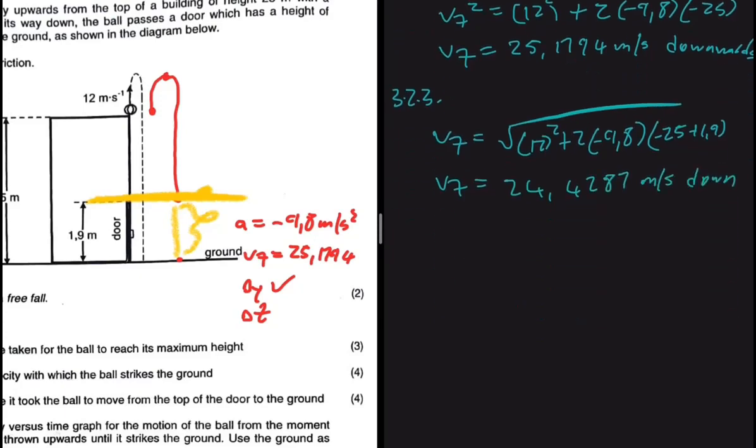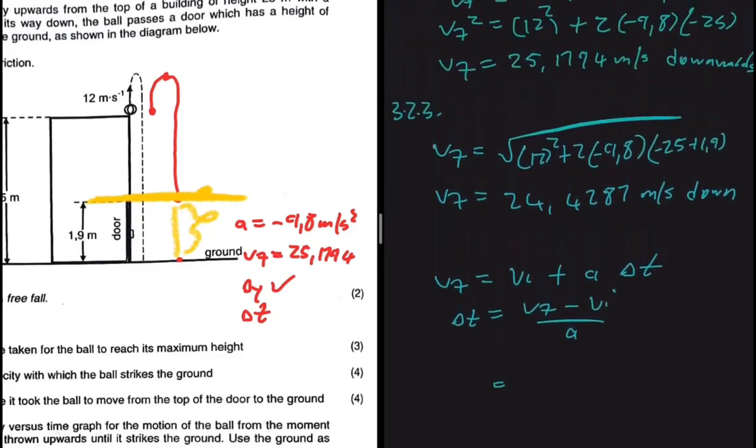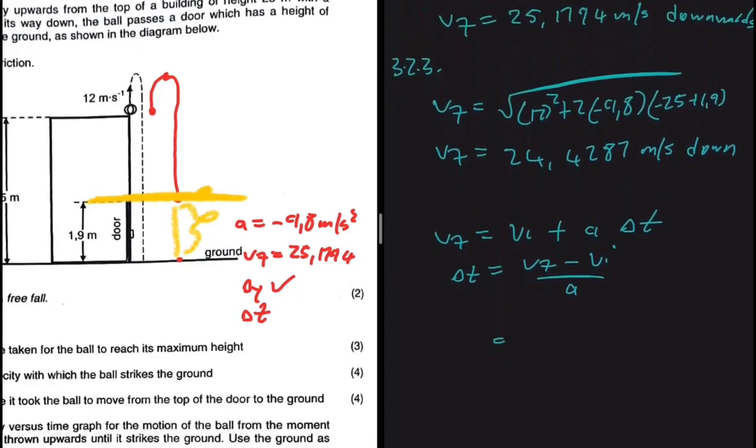So this VF that we have here is basically going to be our VI for the motion from the top of the door to the ground. So now our favorite formula, we can say VF is equal to VI plus A delta T, right? We're looking for delta T. So if we solve this and make delta T our subject of the formula, we're going to get delta T is equal to VF minus VI divided by acceleration, right? So VF is the answer we calculated in 3.2.2, right?